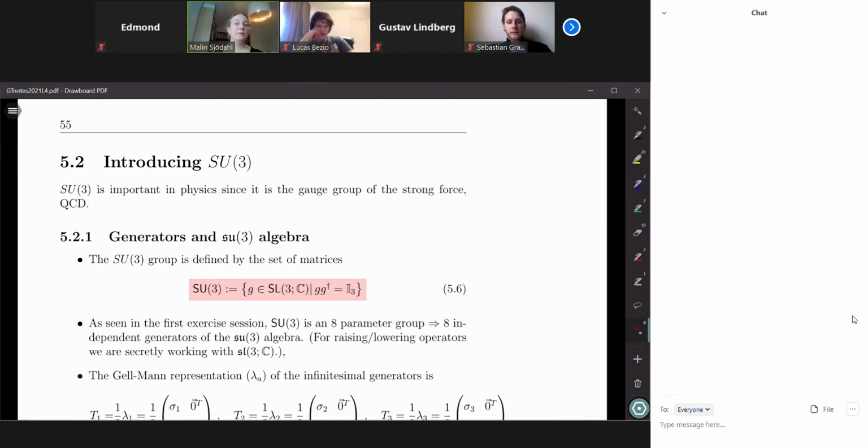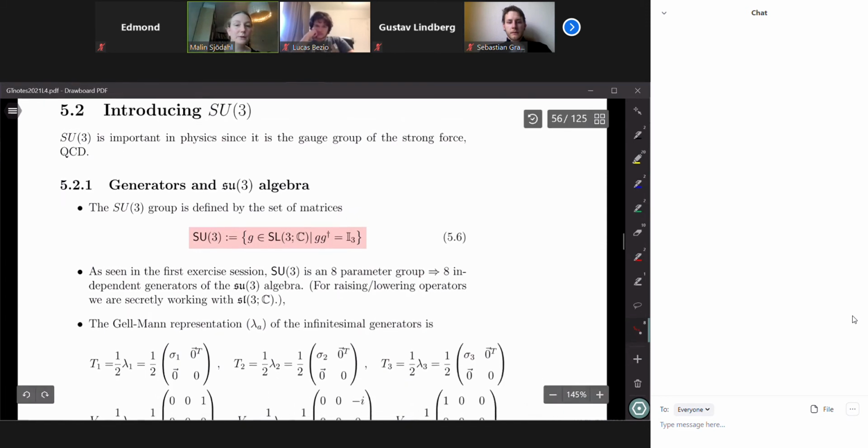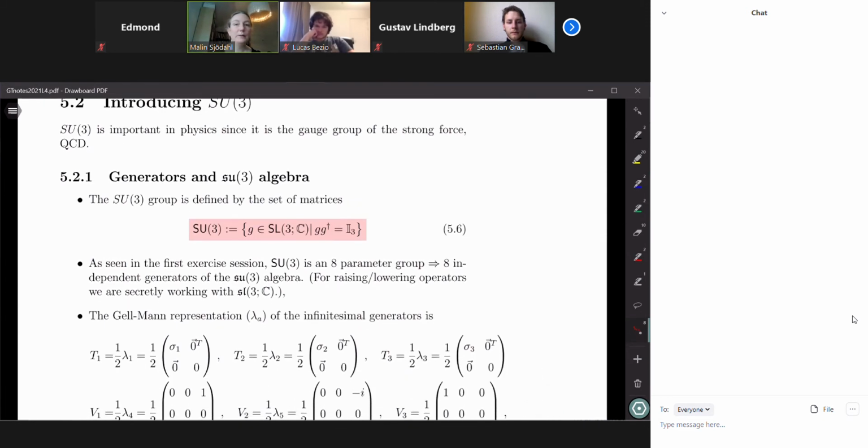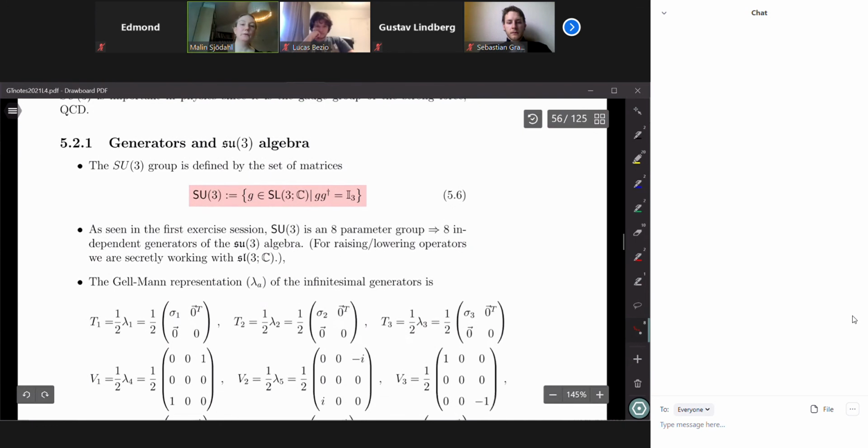Okay, so after this introduction to SU3, really important for the strong group, we move on. So we will now have a rather detailed look at the SU3 algebra. So first to remind you, the group SU3 are the groups that satisfy G dagger G equals 1 and are in S, so they are special.